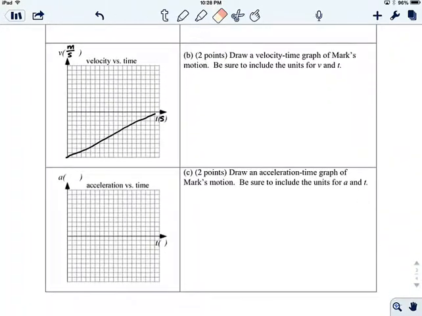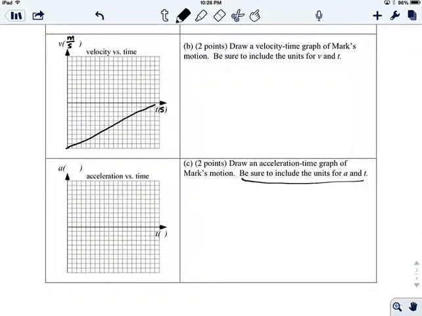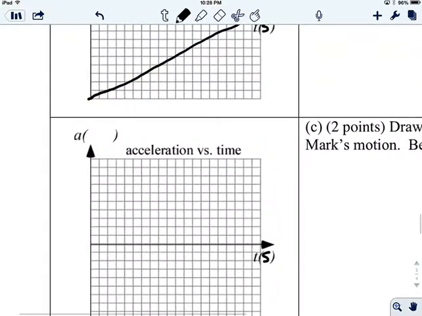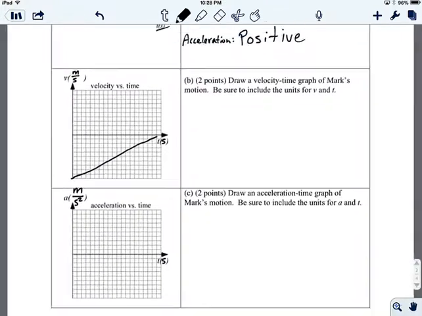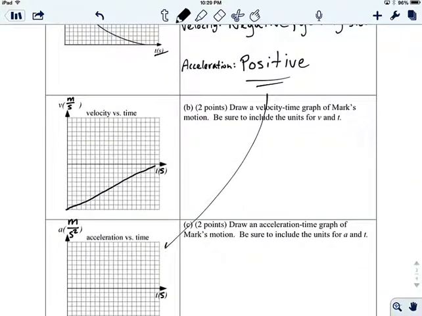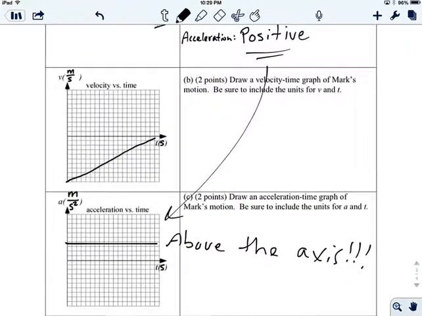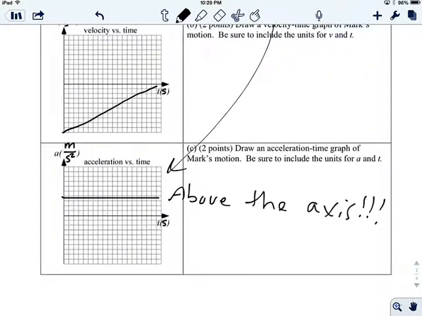Now, when I go down to acceleration versus time, first off, be sure to include units for A and T. T, just like before, is going to be seconds. A, now remember what we do for acceleration, we say meters per second squared. Now the acceleration graph, this is the easiest one you got, okay? Because it's positive, that means this is above the axis. It doesn't matter where you put it, just make sure that you put it above the axis. If acceleration was negative, then you would draw it below the axis, but it's not negative, so we don't put it below the axis. It's positive, so it's above the axis.